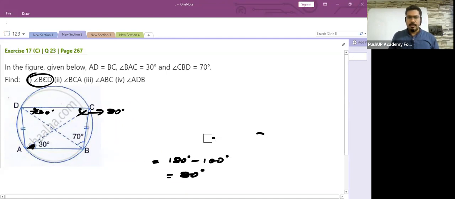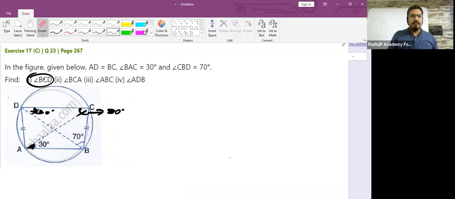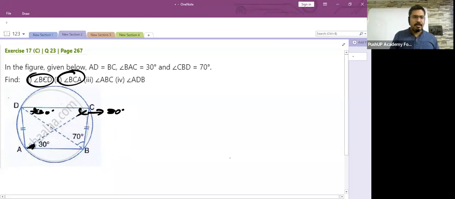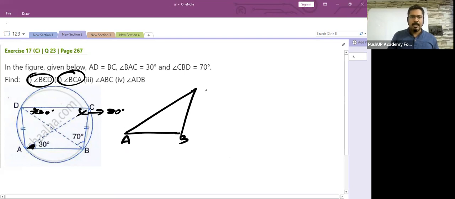Now, the second question is finding the value of angle BCA. Where is angle BCA? Achha, this portion. This angle you have to find. This is your B, this is your A, and this is your C. They're asking you to find how much is angle BCA. All right.